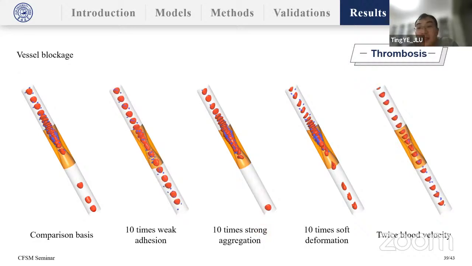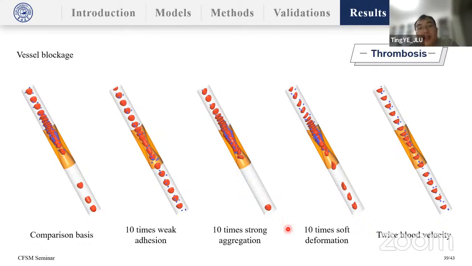And this is for softer red blood cells. And the last is for large blood velocity. We can find the most effective way is to increase the blood velocity and then reduce the adhesive stress. The other ways have no obvious effect. These results support the effect of antiplatelet drugs and blood activating drugs. And maintaining high rate blood flow is perhaps more effective.